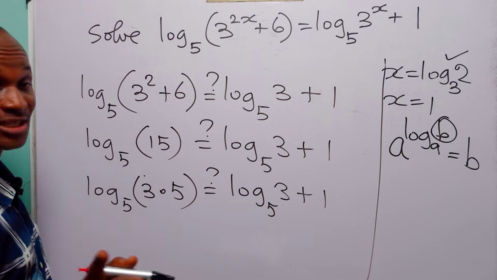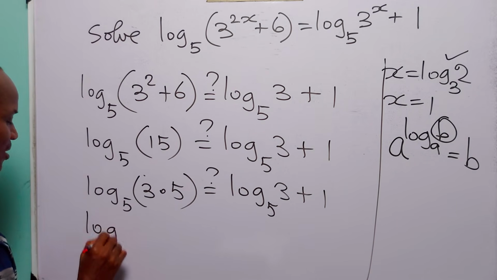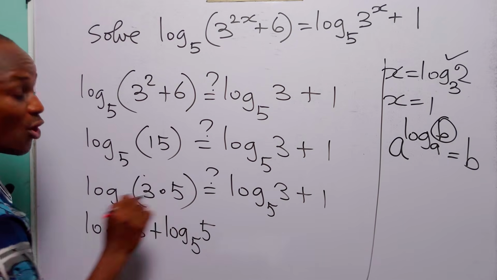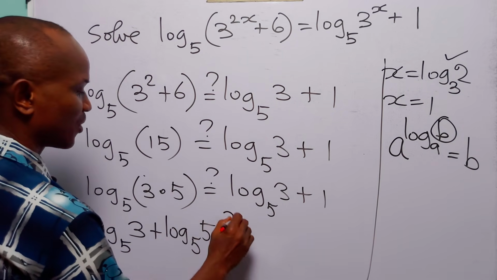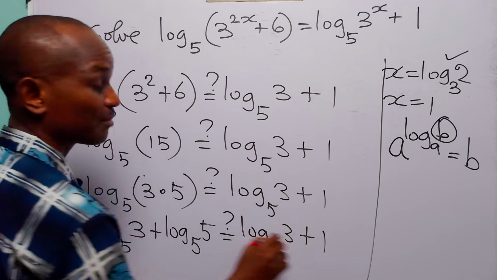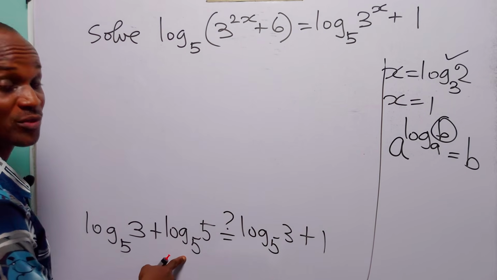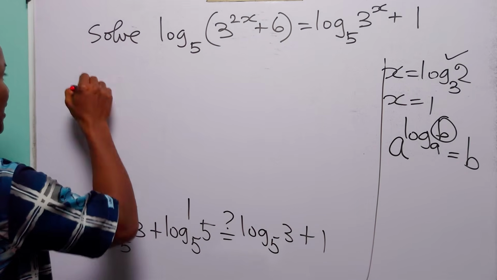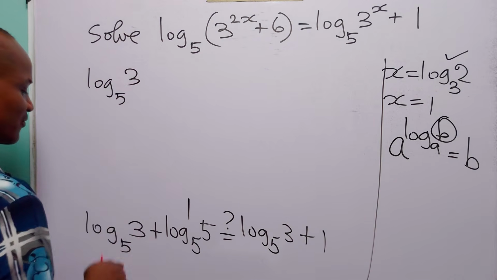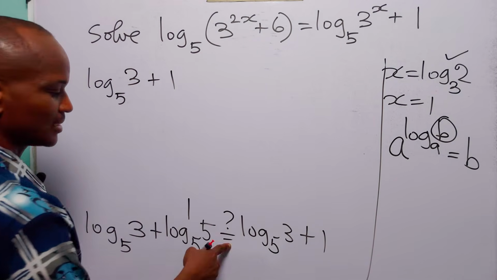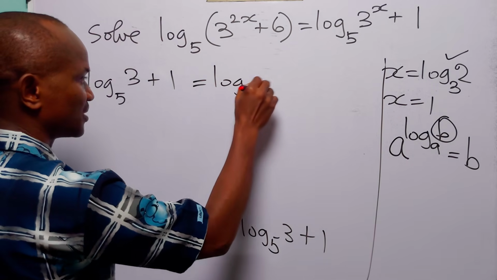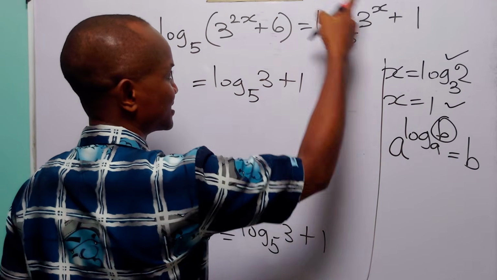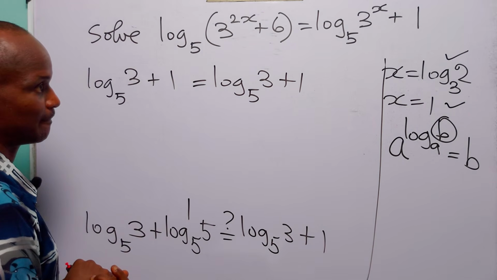Once more, according to the addition law, we can write this as log to base 5 of 3 plus log to base 5 of 5. Now, is this equal to log to base 5 of 3 plus 1? But of course, we know that log to base 5 of 5 is equal to 1. So that means that on the left-hand side, we have log to base 5 of 3 plus 1. And this is equal to log to base 5 of 3 plus 1. So once more, when x is equal to 1, the left-hand side is equal to the right-hand side.